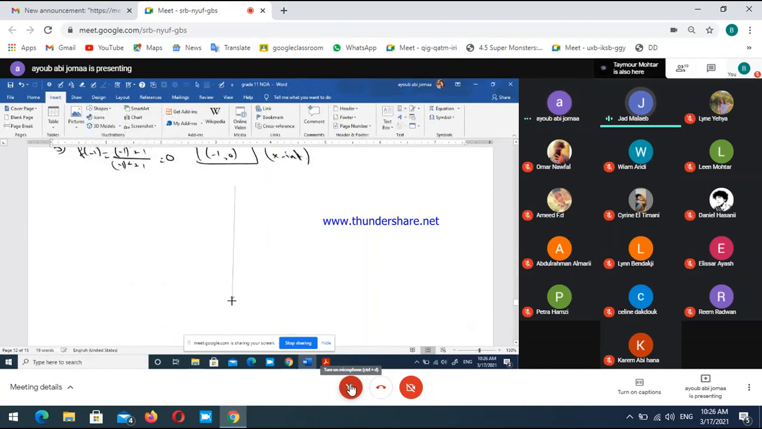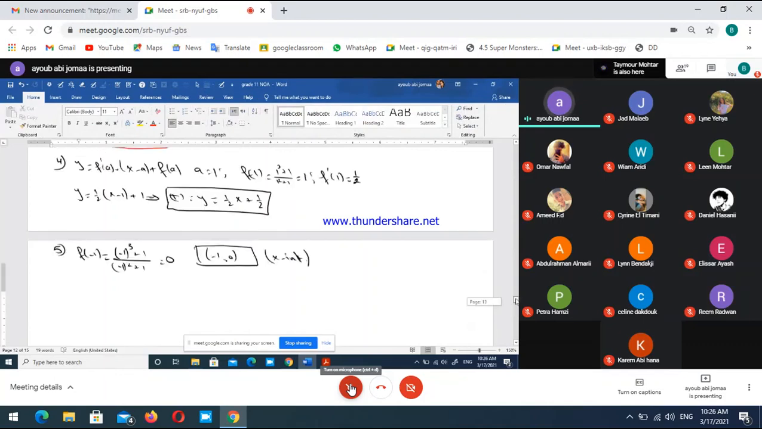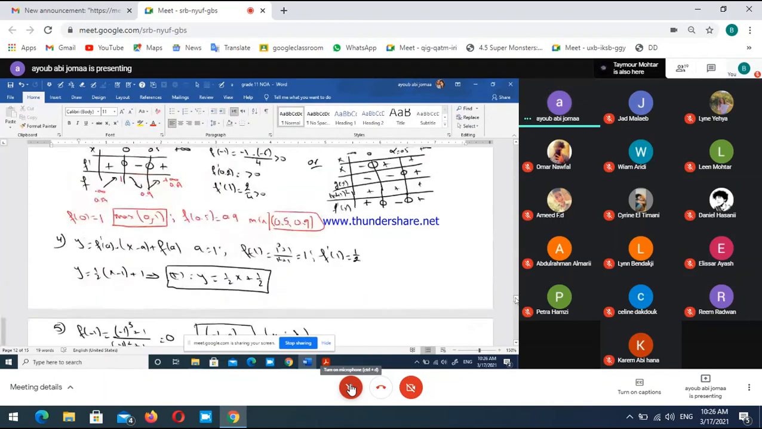Tangent: y equal half x plus half. y is equal to 1 over 2x plus 1 over 2. I skipped one step here. Expand and simplify, you get this.